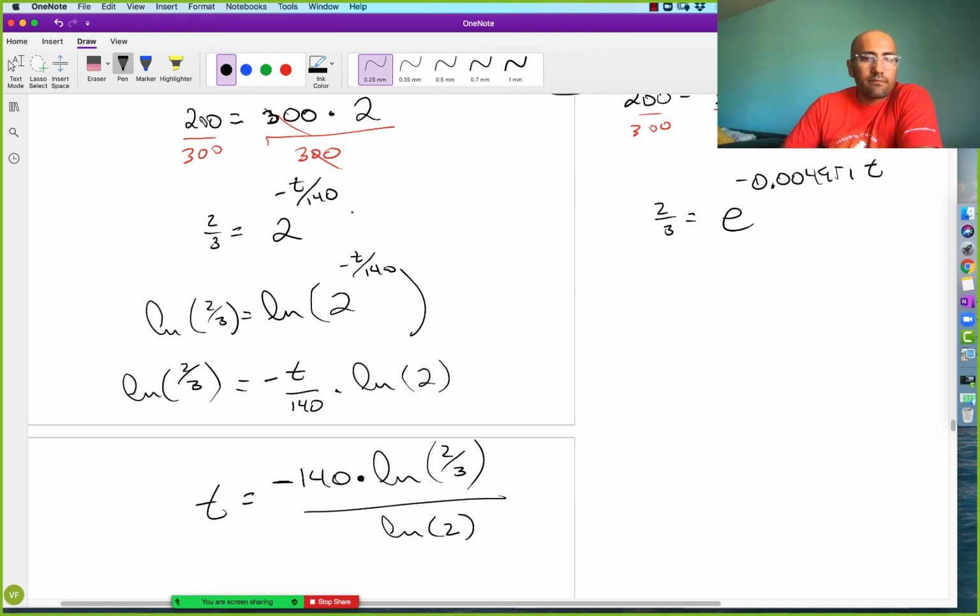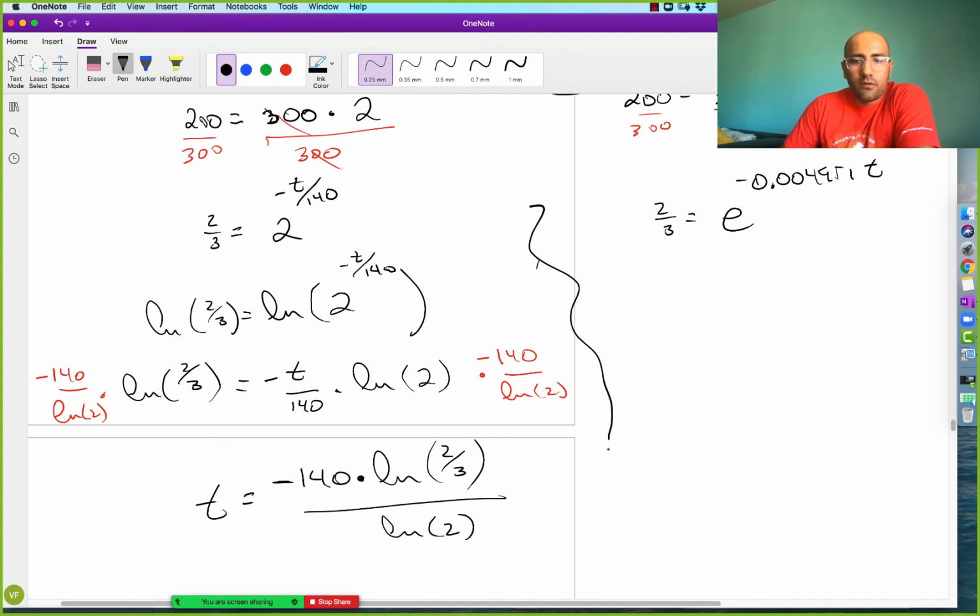Is that okay? What I did is I multiplied this side by negative 140 over ln of 2, and that cancels out with everything, leaving just the t. Whatever you do to one side, you must do to the other, so I also multiply this side by negative 140 divided by ln of 2. Good.